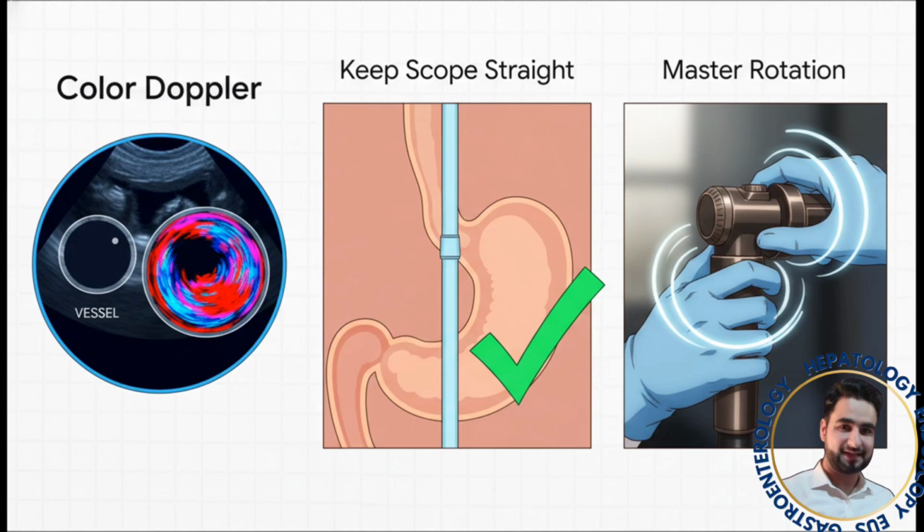Second, try to keep your scope as straight as possible in the esophagus. Why? Because it prevents looping and it makes sure that when you rotate the handle, that exact same rotation happens at the tip. No surprises. And finally, you have to practice that rotation. It is your primary steering wheel.